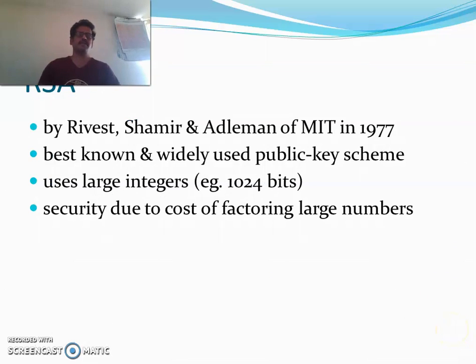Now we are going to discuss the algorithm. RSA is named after its inventors Ron Rivest, Shamir and Adleman of MIT in 1977. It is the best known and most widely used public key cryptography scheme. It uses very large prime numbers, which itself ensures RSA security.